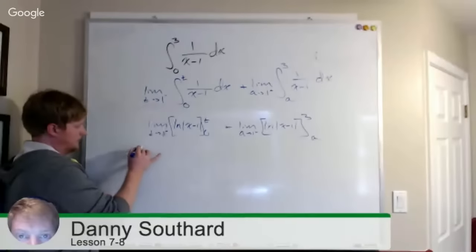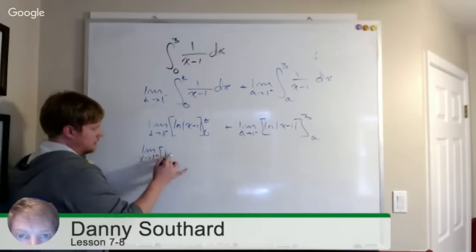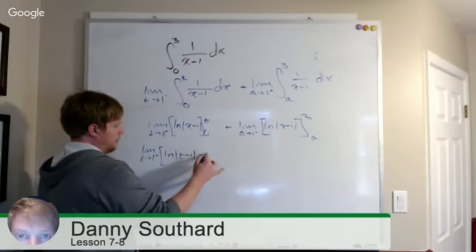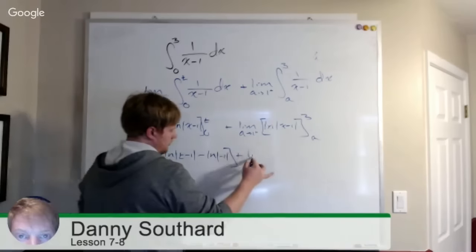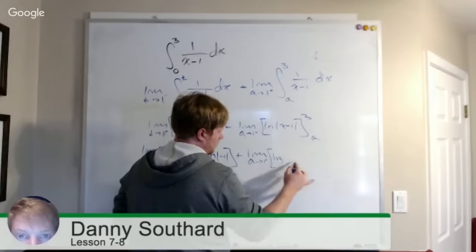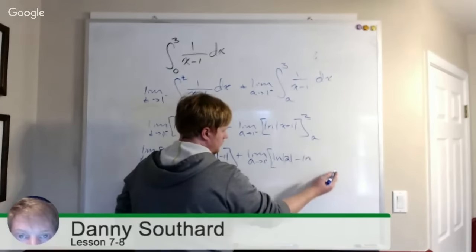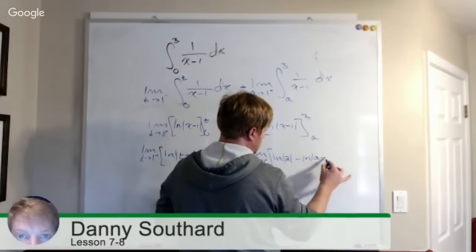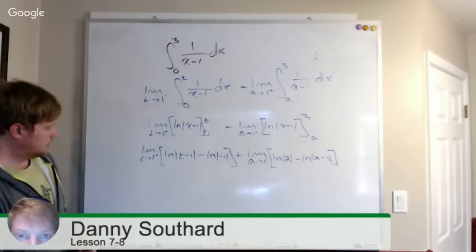Okay. The limit as t goes to 1 from the negative direction of the natural log of t minus 1 minus the natural log of negative 1, plus the limit as a goes to 1 from the positive direction, natural log of 2 minus the natural log of a minus 1. Okay.